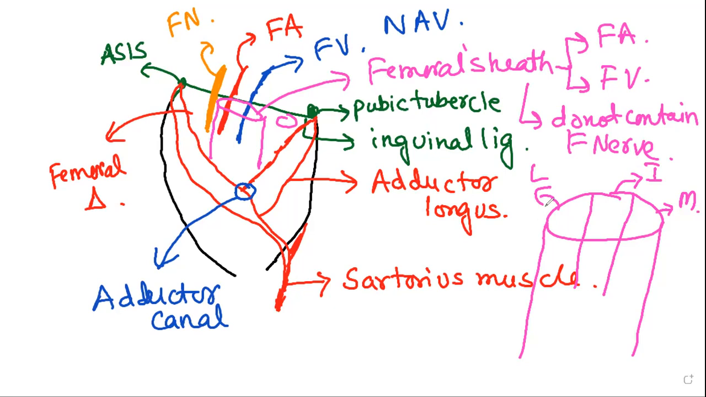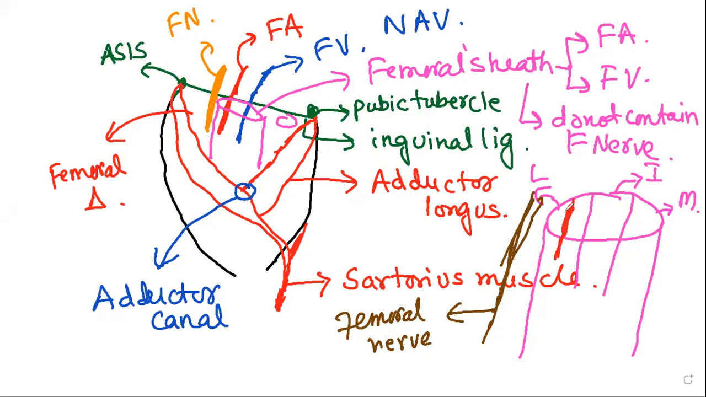See here. If this is the femoral sheath, this is your what? This is your femoral nerve. So it is outside the femoral sheath. Number one point. Okay, this is femoral nerve which is outside the femoral sheath. Okay, now what is present in the lateral part of the femoral sheath? Answer is this. This structure is present. What is this structure? This is femoral artery. What is present in the intermediate part of the femoral sheath? Answer is femoral vein.